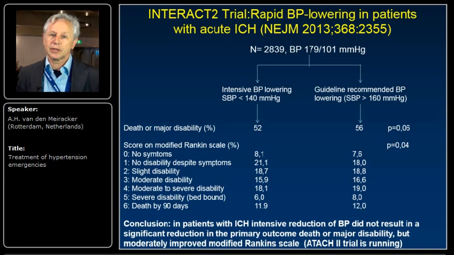The conclusion of this trial is that in patients with intracerebral hemorrhage, intensive reduction of blood pressure did not result in a significant reduction in the primary outcome, death or major disability, but moderately improved the modified Rankin scale. Thus, apparently, we should not be afraid that reduction of blood pressure is very dangerous in selected patients with intracerebral hemorrhage.